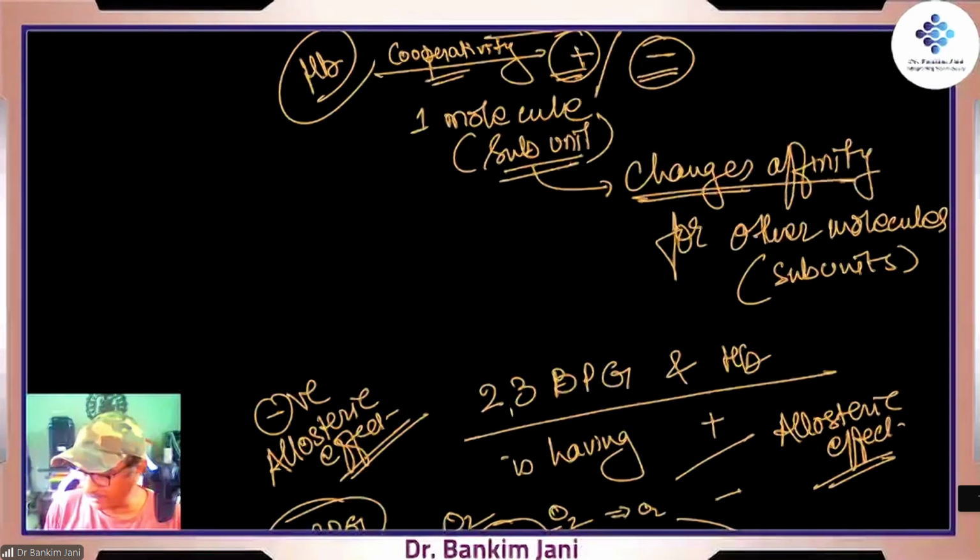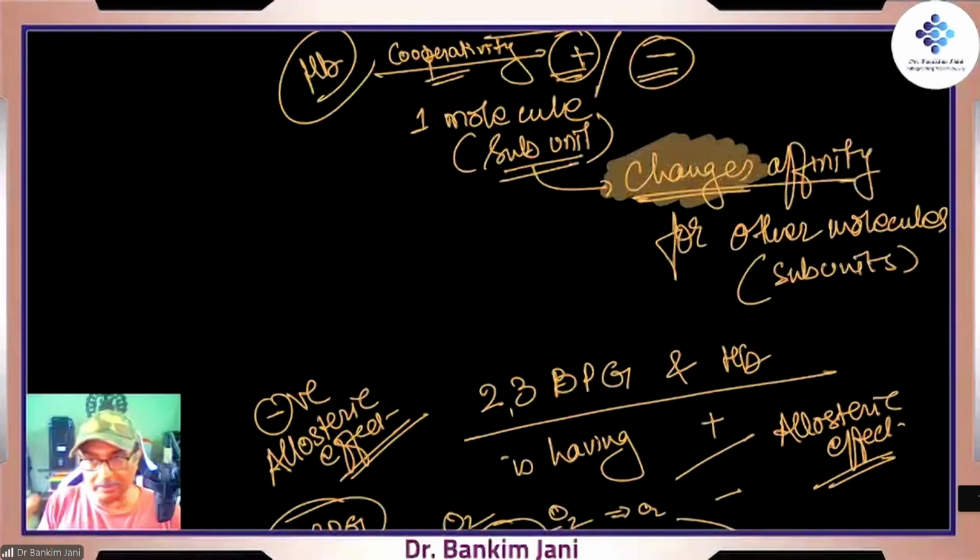It changes the affinity. If the affinity is positive, then it is called positive allosteric, right? Something which is happening over here, the way we were traveling in that train, right?